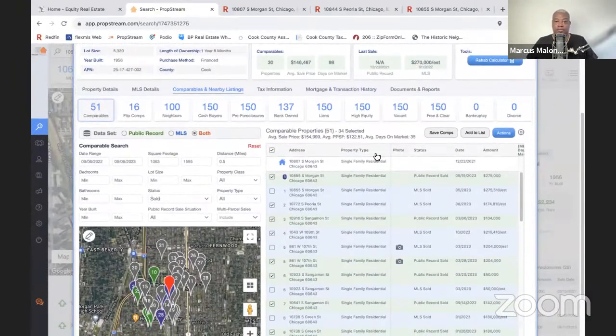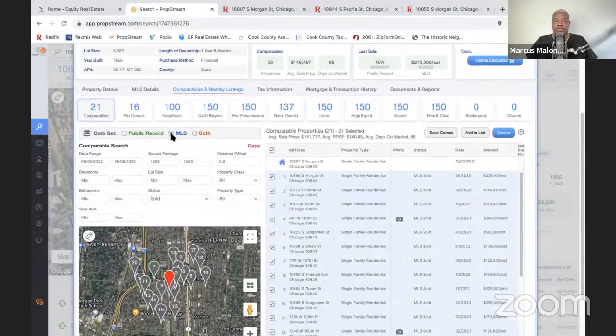So we have our subject property, 10807 South Morgan. Look, this is pulling in exactly what Redfin pulled in, 10855 South Morgan. So we got that one as a comp. So right now we're pulling in public records and from the MLS. So if we just want MLS data, we have it right here. So we got 10855 South Morgan, 10772 South Peoria. Sold, we have 1043 West 109th sold.